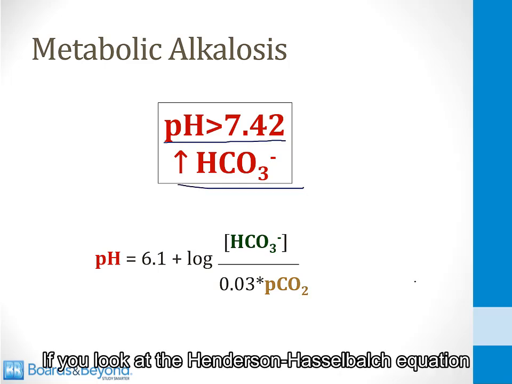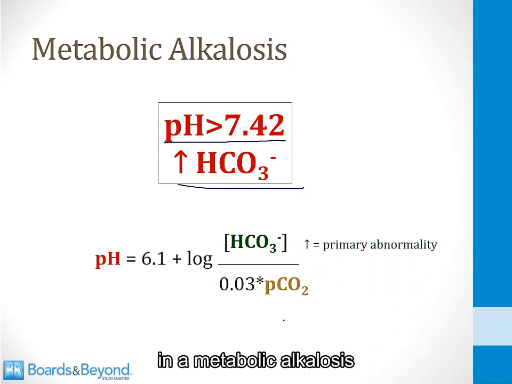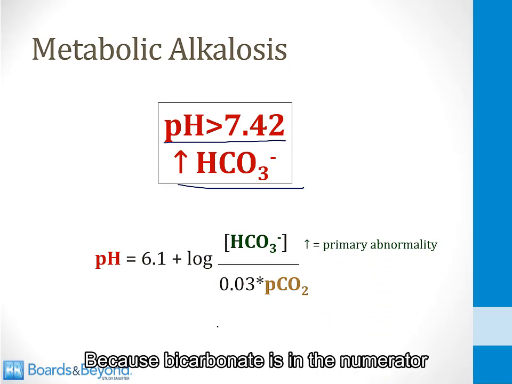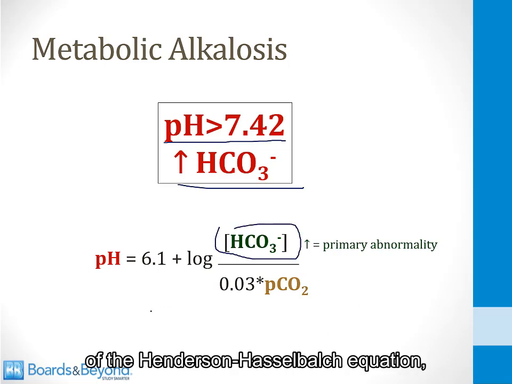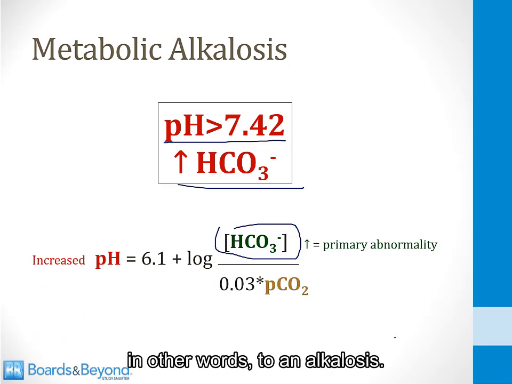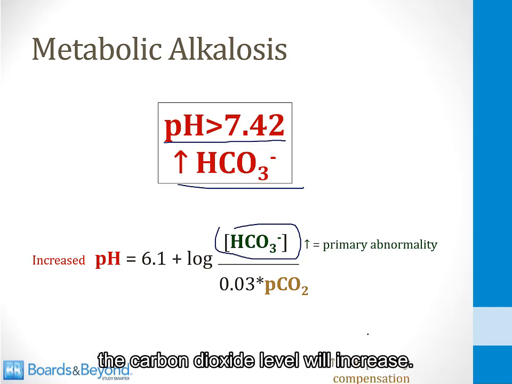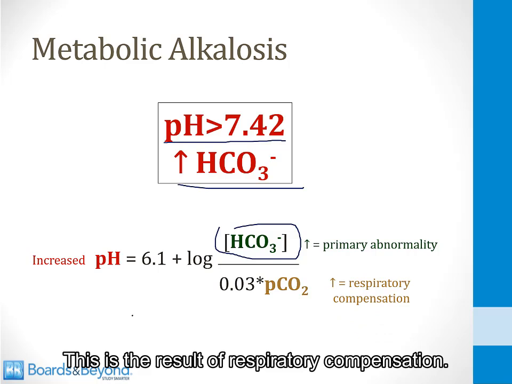If you look at the Henderson-Hasselbalch equation at the bottom of the screen here, in a metabolic alkalosis you have an increase in bicarbonate. That's the primary abnormality. Because bicarbonate is in the numerator of the Henderson-Hasselbalch equation, that will lead to an increased serum pH, in other words to an alkalosis. And then as a compensatory response, the carbon dioxide level will increase. This is the result of respiratory compensation.